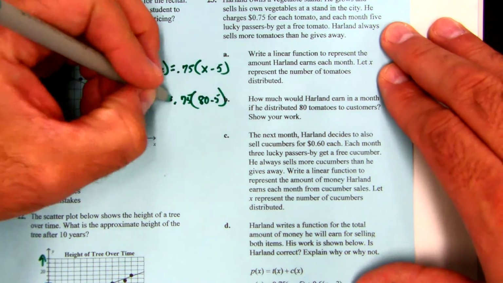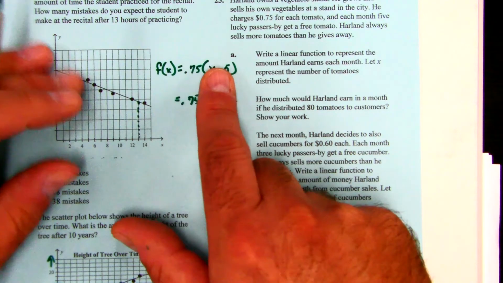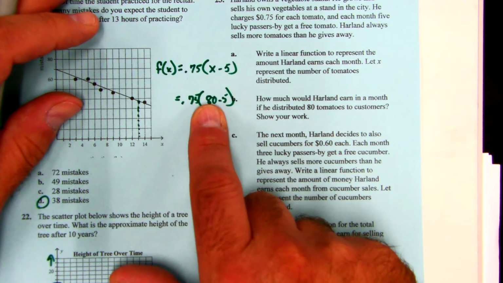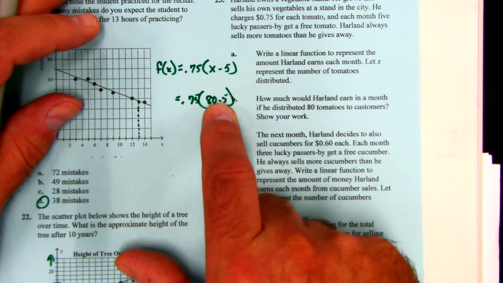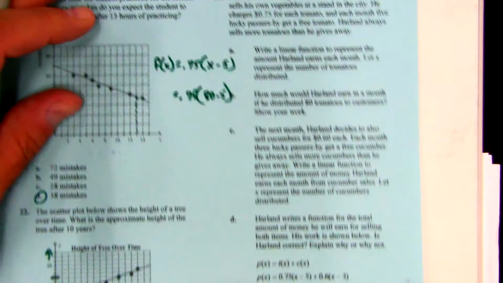And then you do the math. Remember, you're not solving for x in this case. You're putting in 80 tomatoes. You gave away 5 of them, so that means you only paid for 75. You get an answer. Ta-da.